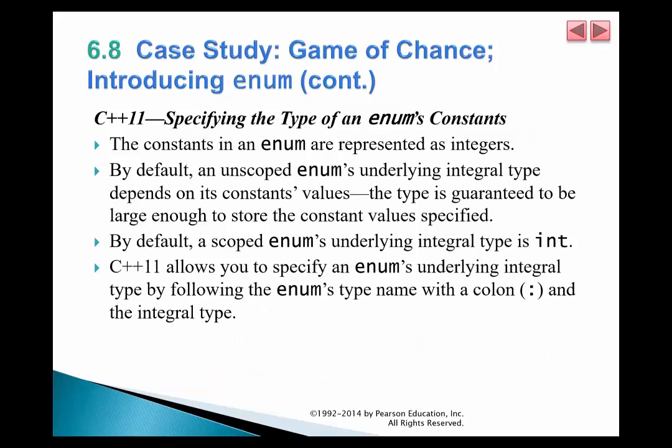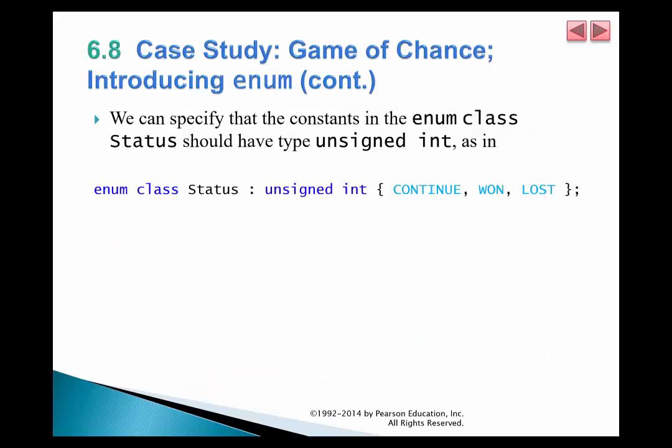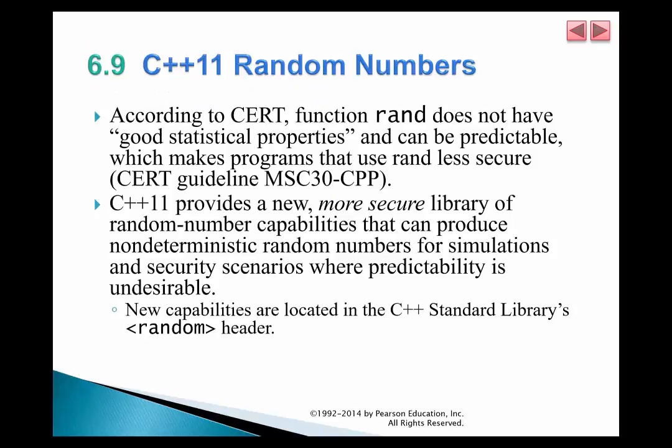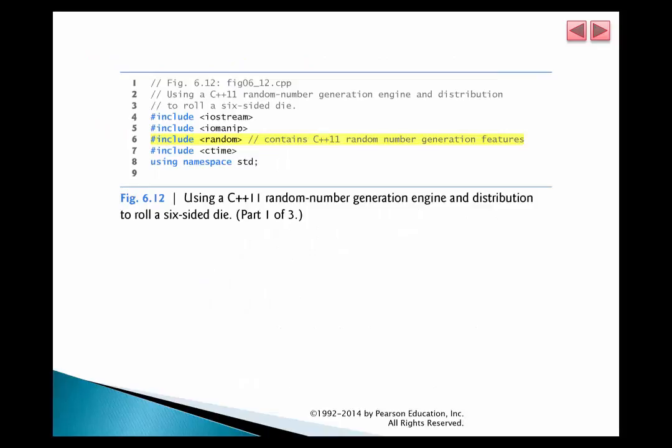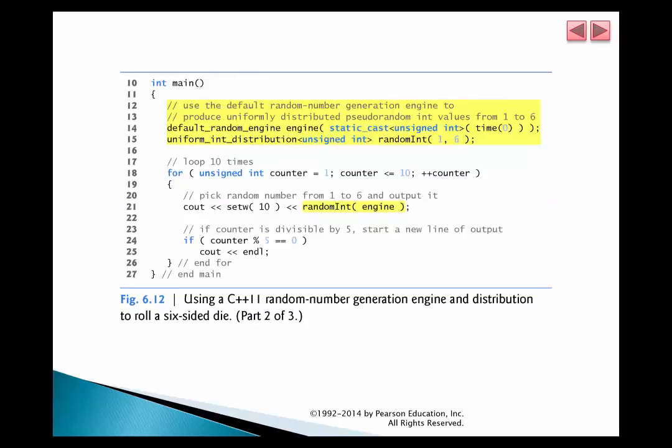I'll leave that introduction for you to read. Random number generation, I'm not going to go through that in great detail. Rolling the dice, we've already talked about that. Again, we now have to include 4 or 5 different include statements. As your programs get more complex, you do more and more includes, so it's not unusual to just include everything. So, random int.